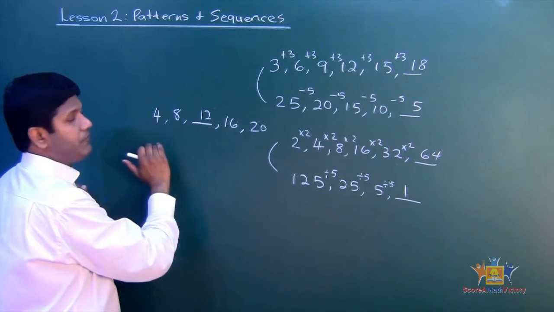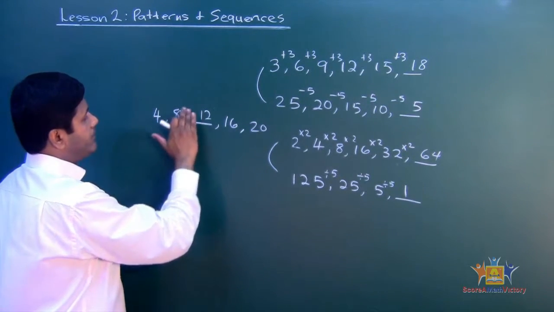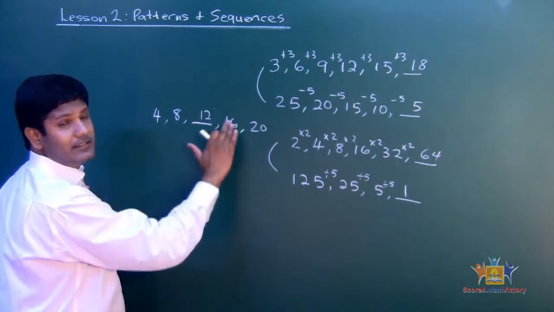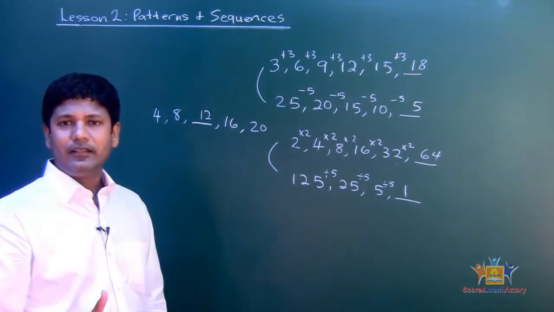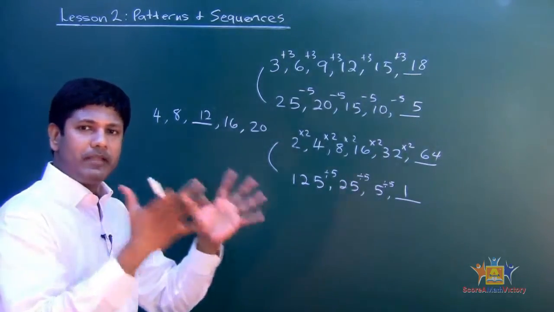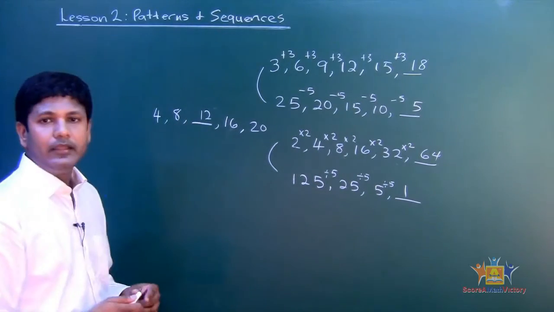This time, how about add 4? 4 plus 4 is 8. 8 plus 4 is 12. 12 plus 4 is 16. 16 plus 4 is 20. See that? That's how you make the reasoning, trying to fill up the blank, okay?